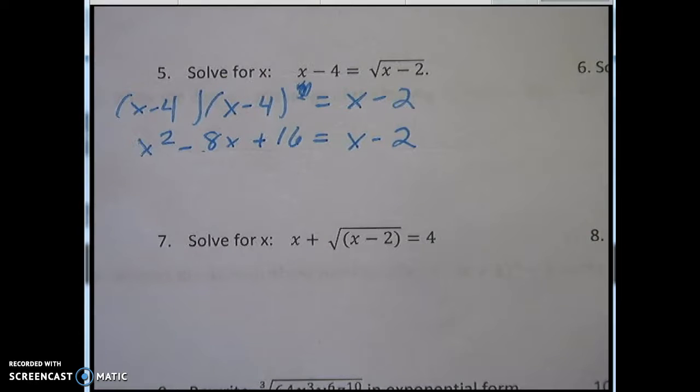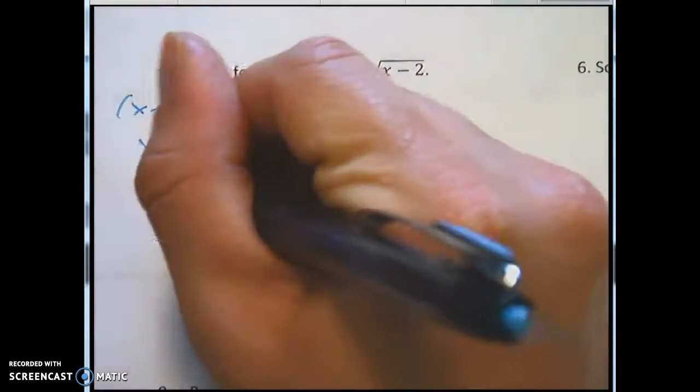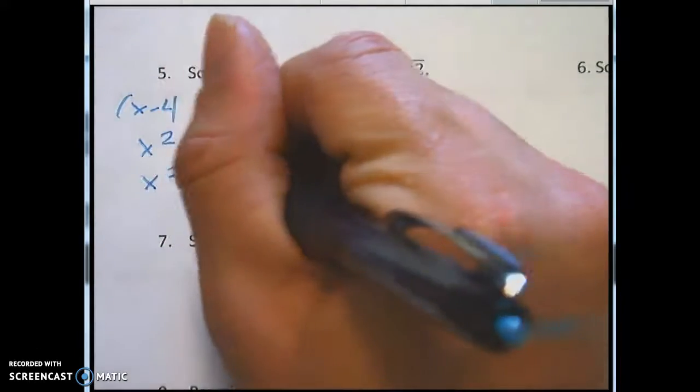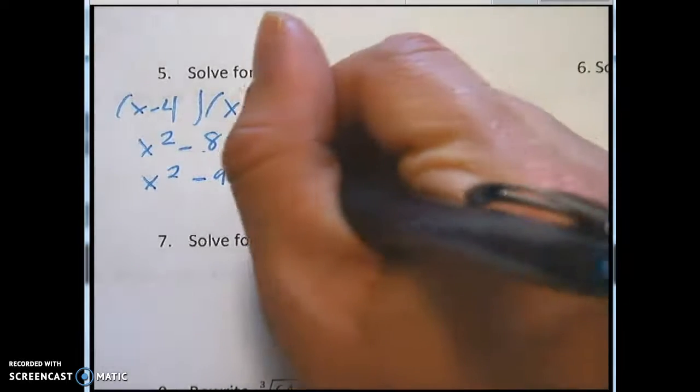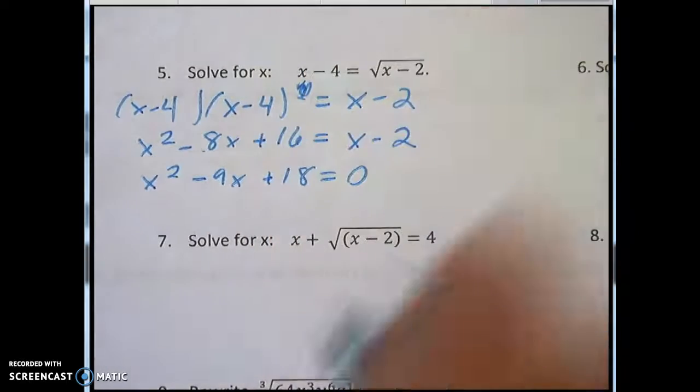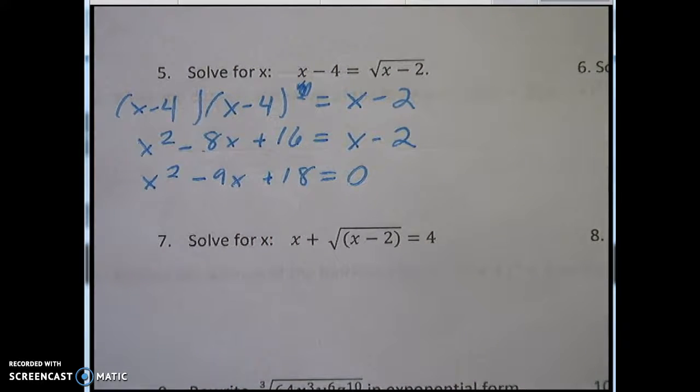In order to solve a quadratic, you need to get a 0 on one of the two sides. I'm going to propose that we subtract the x and add the 2 to both sides. That'll leave us with x squared. We subtract the x, you got minus 9x. Add the 2, you got plus 18 equals 0. At this point, you can solve that quadratic a few different ways. You can use the quadratic formula, you can graph it and see where it crosses the x-axis, or you can do what most of you are going to do, which is factor it.